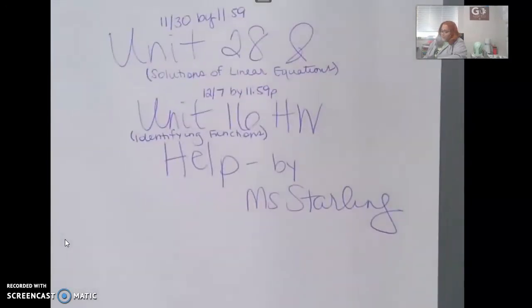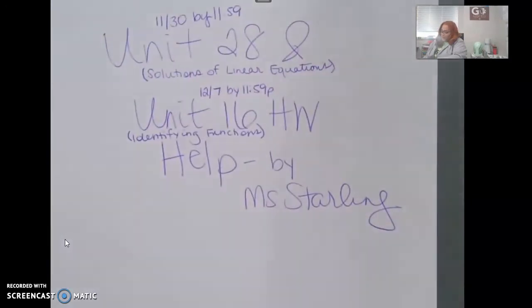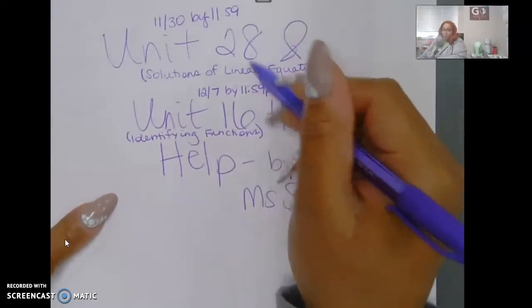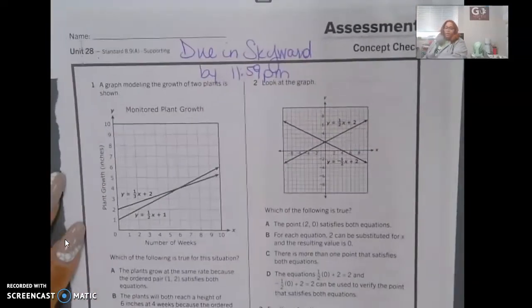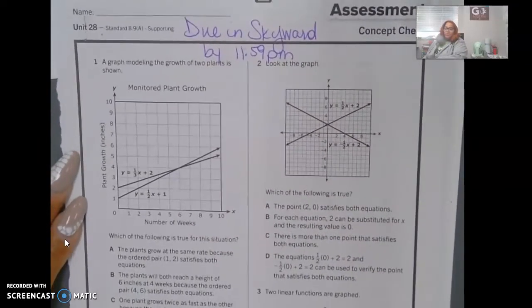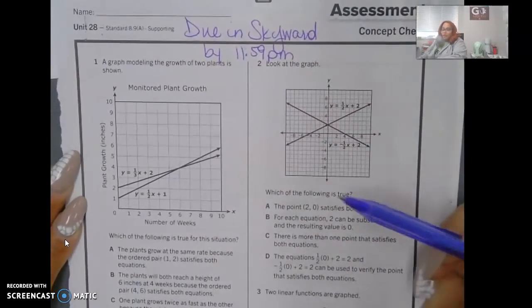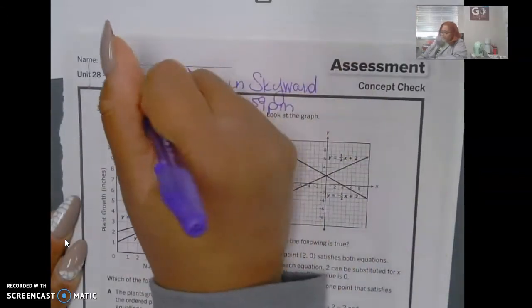All right, so let's look at Unit 28 first. I know the numerical order is backwards, but the order in which the material is taught was backwards too. So this is page 285.